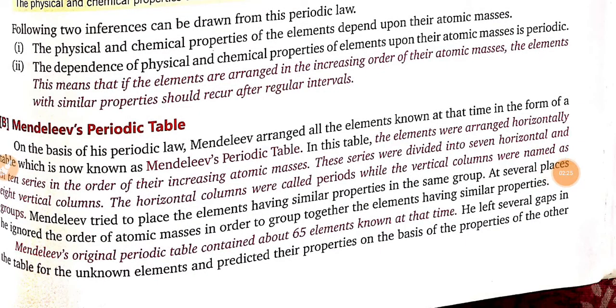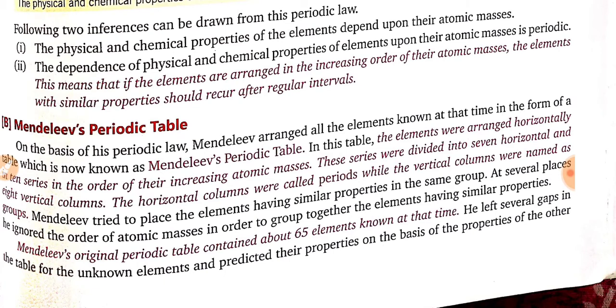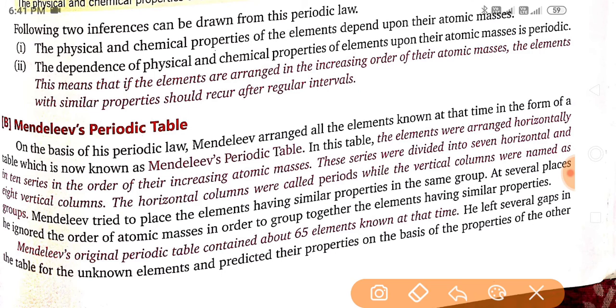So, on the basis of his periodic law, Mendeleev arranged all the elements known at that time in the form of a table, which is known as Mendeleev's periodic table. In this table, the elements were arranged horizontally in 10 series in the order of their increasing atomic masses. These series were divided into 7 horizontal and 8 vertical columns. The horizontal columns were called periods while the vertical columns were named groups, as they are also nowadays. Vertical columns are known as groups and horizontal columns are known as periods.